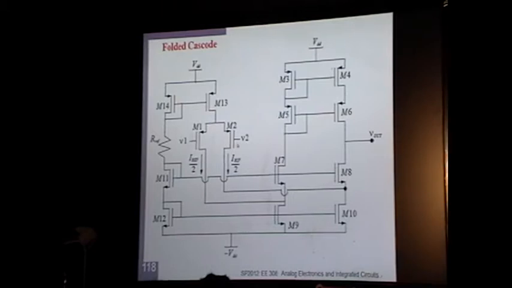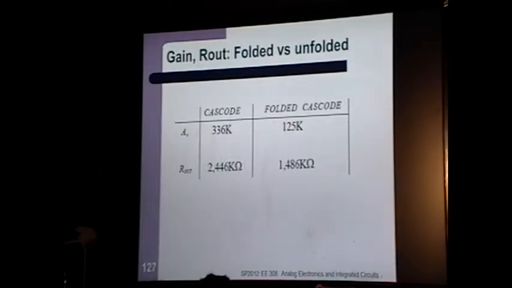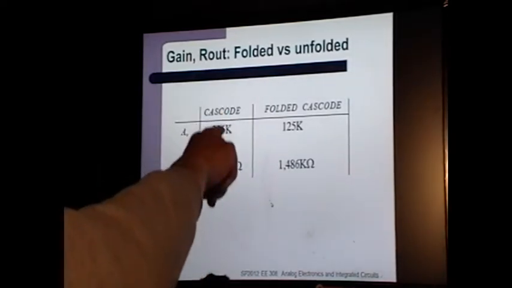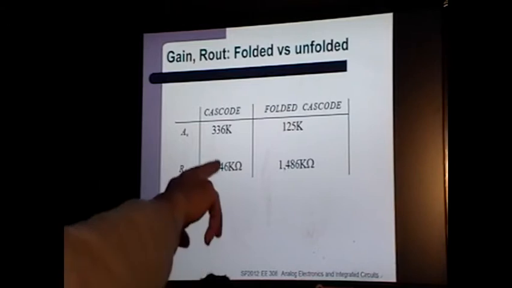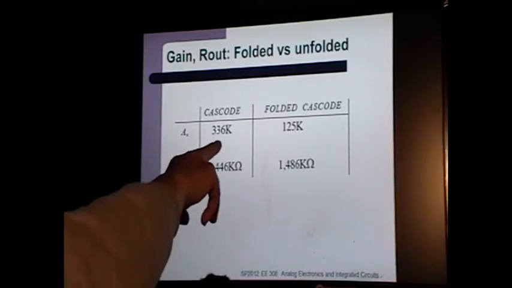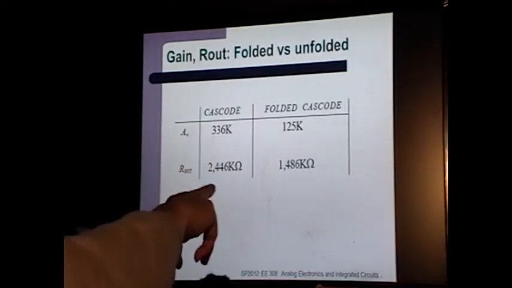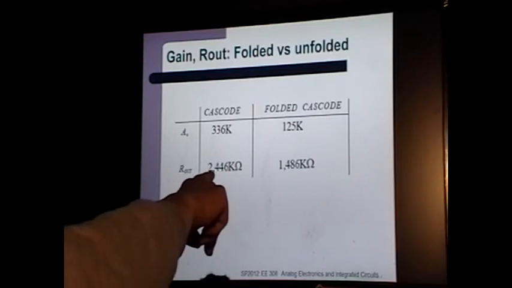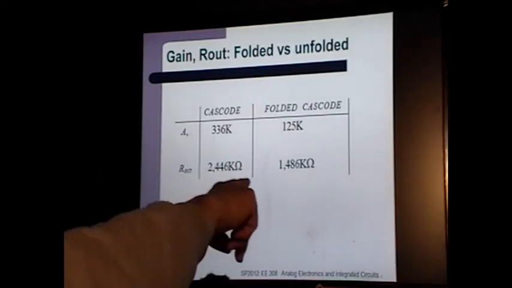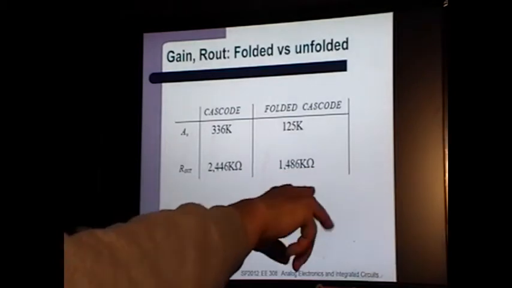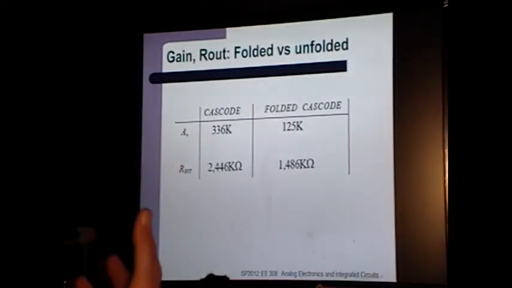And if you look at the change in gain, you can see that with the telescopic, you have a nice gain. For the example, I have a couple of graphs of cascoded. You have an R out of 2.4 mega ohms, and over here you have 1.4 mega ohms. And since they both have the same GM, that translates into a difference in gain of quite a bit.